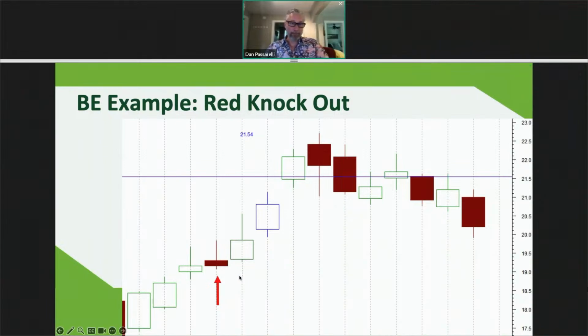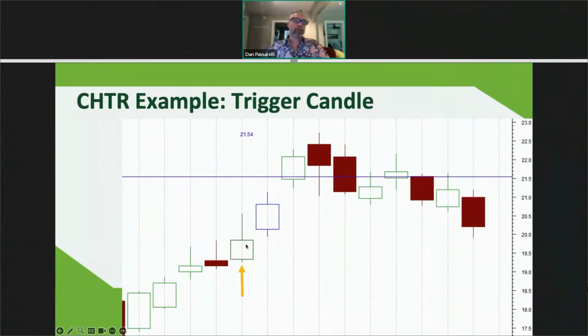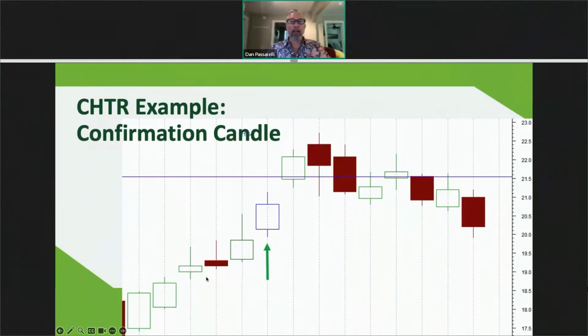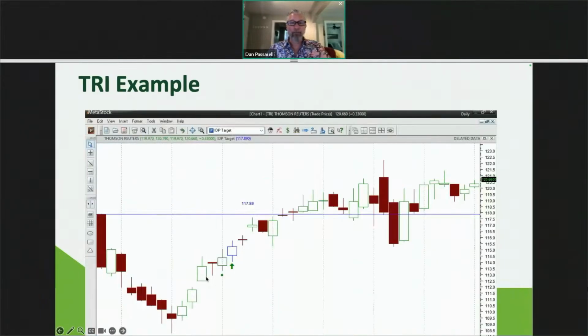And then the trigger candle, this says, okay, momentum is continuing. This RKO was just a mini little pullback. It's actually continuing forward. So game on, but we want to be sure. And so we wait to see the confirmation candle, and then it's just 1, 2, 3, go.